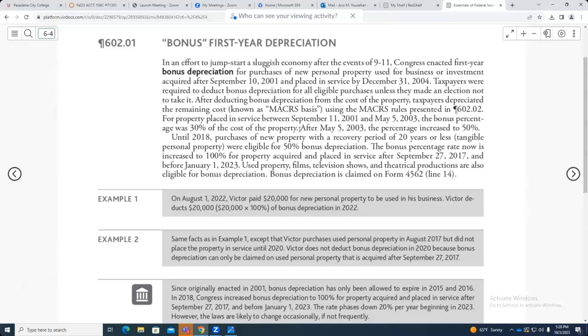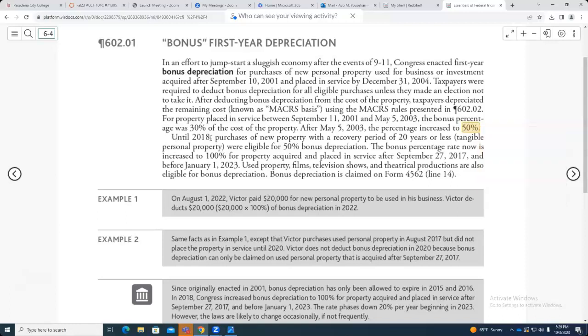immediately, right away. Remember I said if you have an asset that you use for a long time, you capitalize it and you don't expense it right away. So bonus depreciation is giving you an option to expense it right away. Just like utility expense, just like advertisement expense. But how much? It says if you did that in September of 2001 to 2003, that was 30%. After May of 2003, the percentage increased to 50%. So bonus depreciation 50%. So far so good.